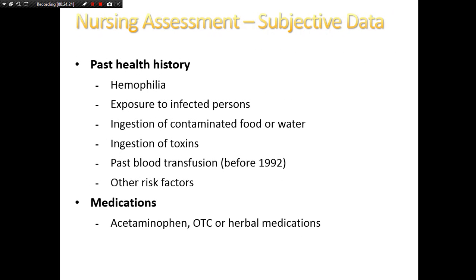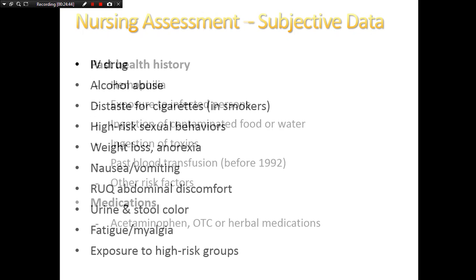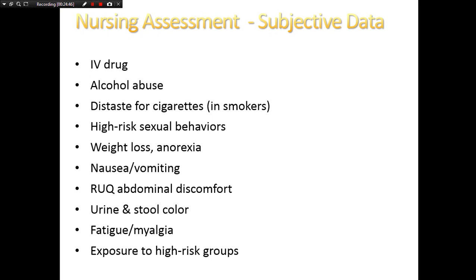So all the different things we're going to look at when we're interviewing our patients: their past history of hemophilia, history of getting any kind of blood transfusions before 1992. I'm going to look at their medications, anything that's hepatotoxic, any herbals, over-the-counters they're taking. And then we're going to look at all their risk factors and some of the manifestations they may have presented with.